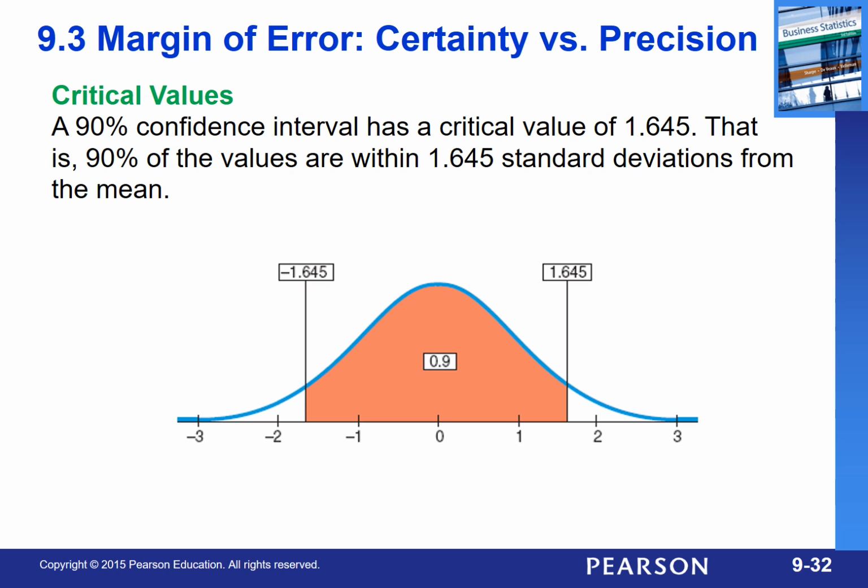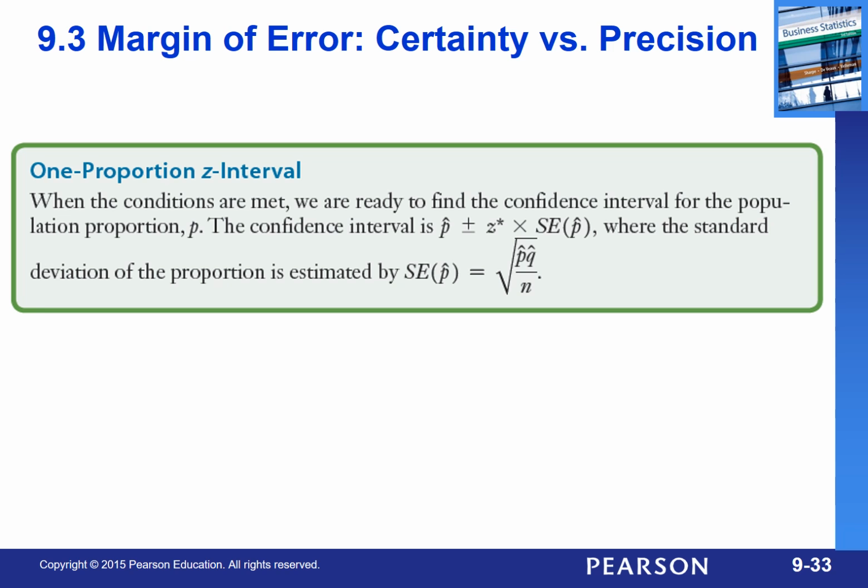Ta-da! All right. So the one proportion z interval is found from taking the estimate, p hat, adding and subtracting your margin of error, which is your z-score times your standard error, where your standard error is found by doing your success times failure divided by n and then taking the square root.